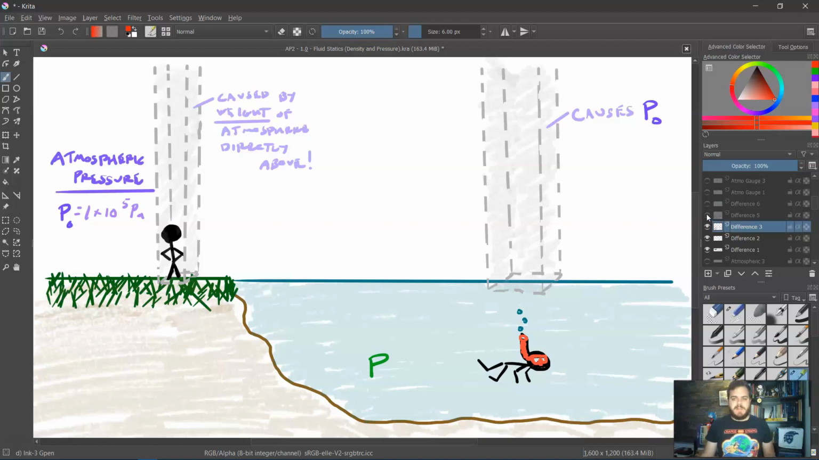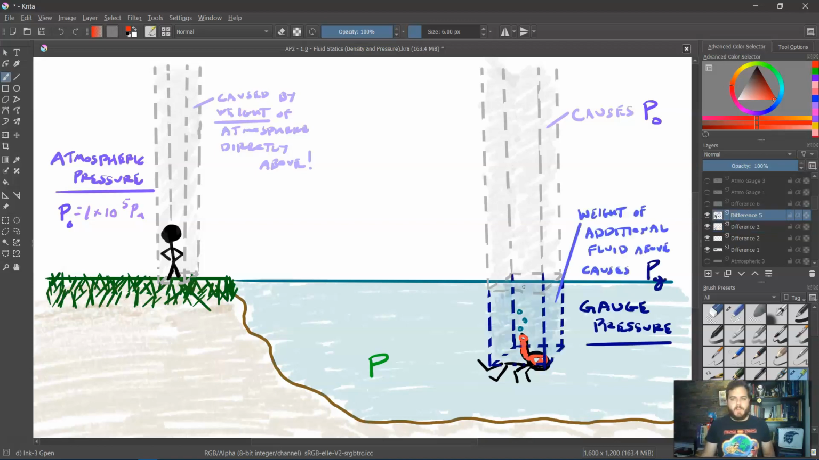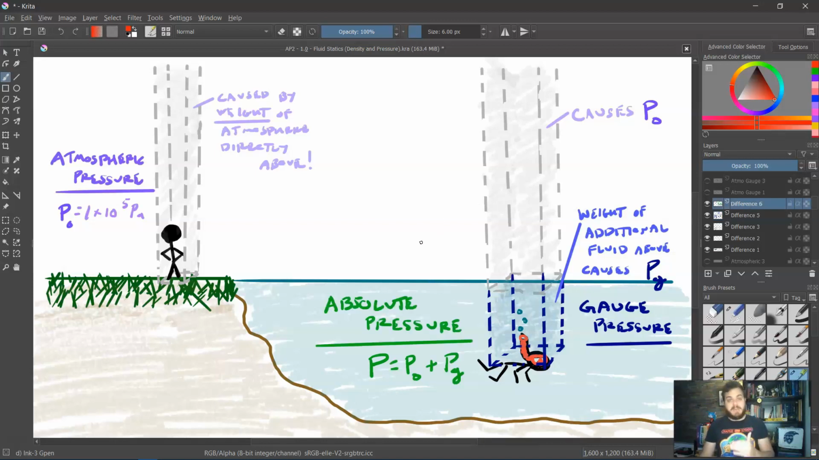But additionally, they have this additional piece of water directly above them pushing down on them. And the weight of this additional fluid, this additional water, causes what is known as capital P lowercase g, or the gauge pressure. And we're going to come back to that a little bit more in a second. But the total pressure for the person underwater then is the pressure from the atmosphere plus the pressure from this additional gauge pressure, this additional fluid.